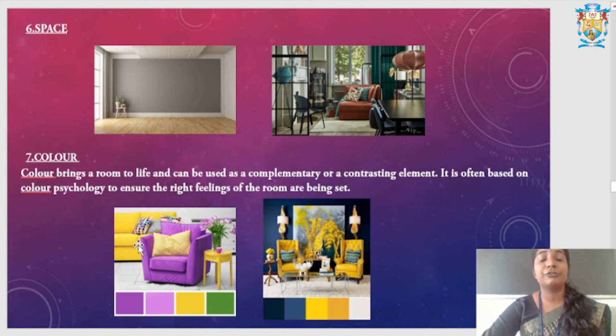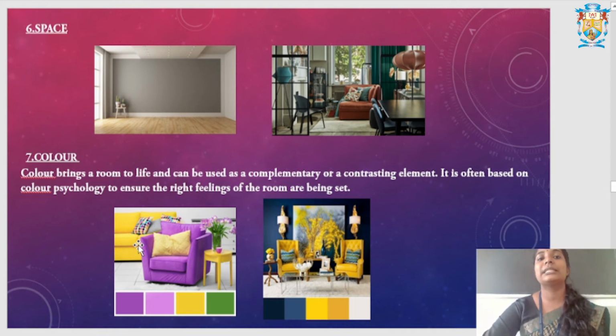So space refers to any area that is empty or available. The space can be any size. Now, there are two types of space we call: negative space and positive space. Negative space is nothing but an empty space. Positive space is filled with furniture.